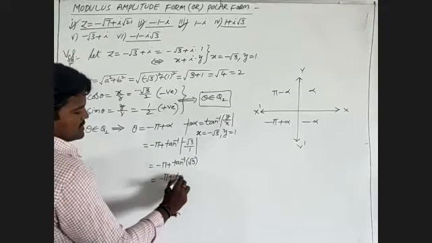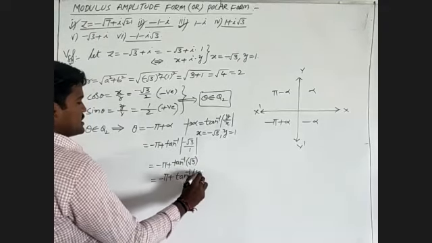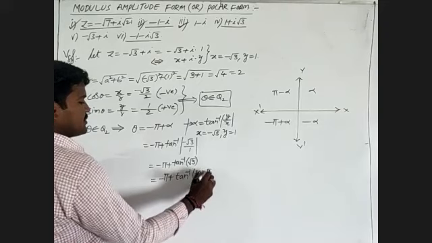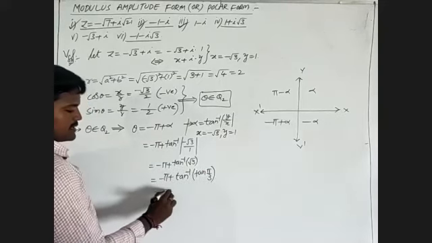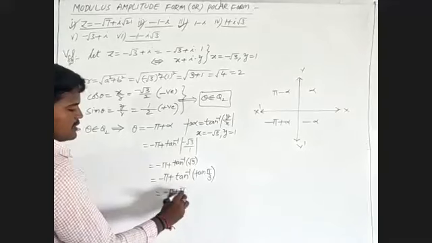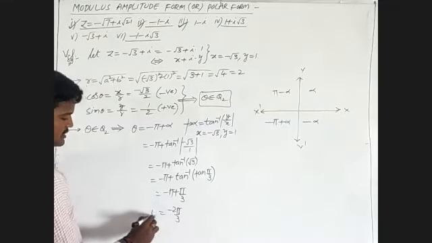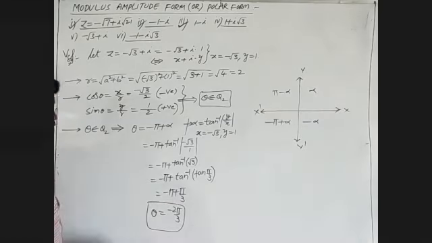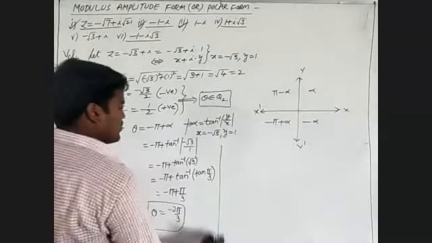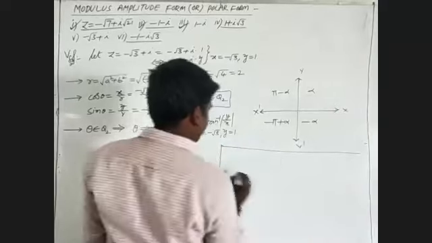Minus pi plus tan inverse tan pi by 3, we will write. Tan inverse of tan pi by 3 is nothing but pi by 3. Minus pi plus pi by 3 is nothing but minus 2 pi by 3. This is the value of theta. We know theta, and we have to find out the polar form.